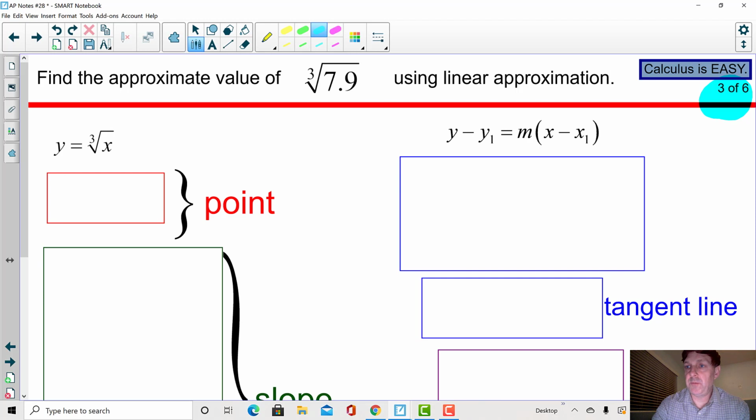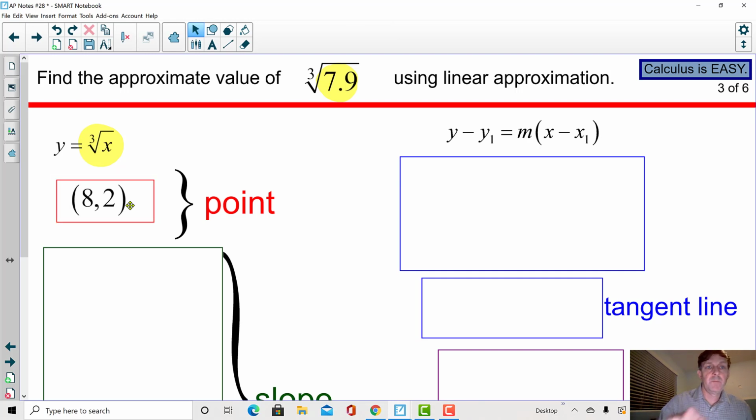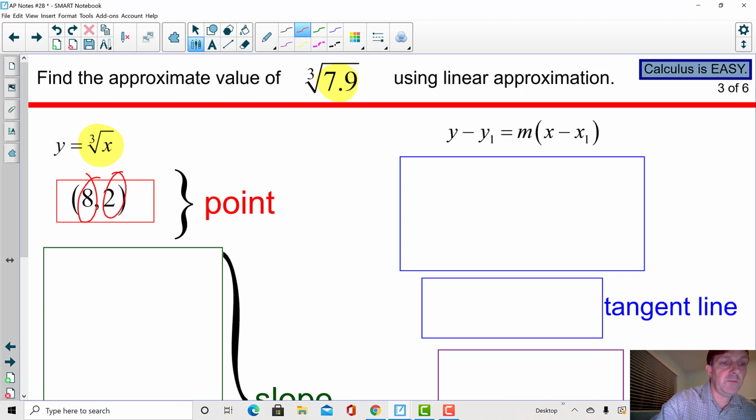Okay, this is example number 3 out of 6. We want to use linear approximation to approximate the value of the third root of 7.9. So our function is going to be the third root of x. And we're going to choose an x value of 8, because 8 is close to 7.9, and we know the third root of 8. The third root of 8 is just going to be 2, so that gives us a point when x is 8, y is 2.